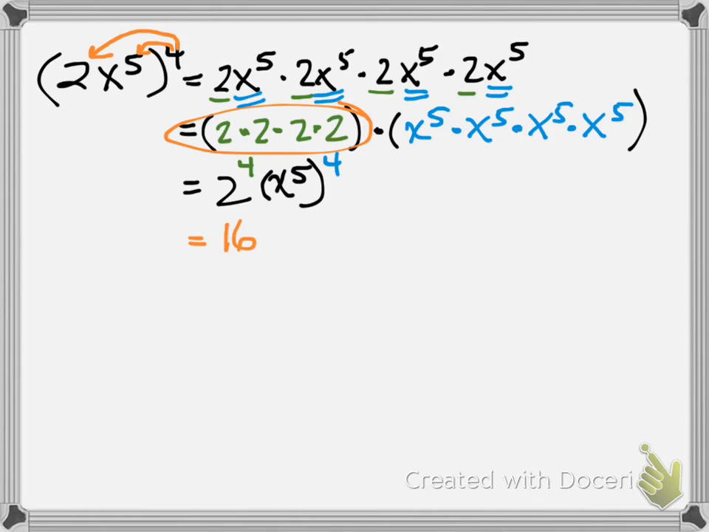What's 2 to the 5th power? Anybody know off the top of their head? 32. So then you end up having 32 times 32, and then that you would have to multiply. So all sorts of different ways to do this.